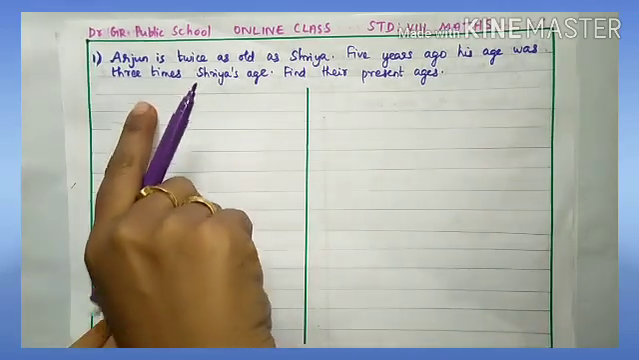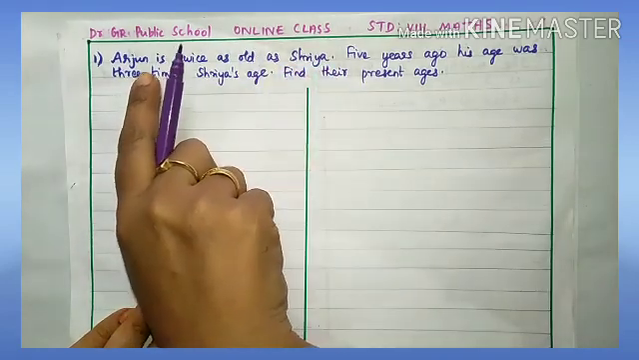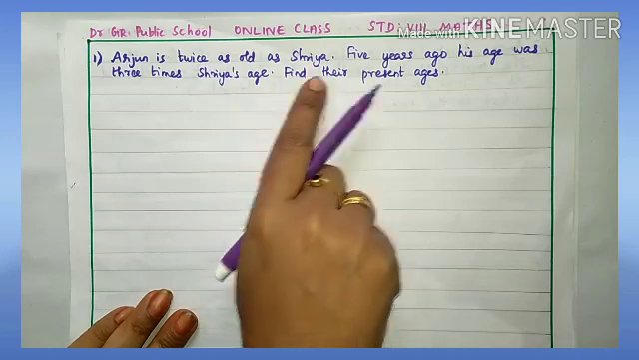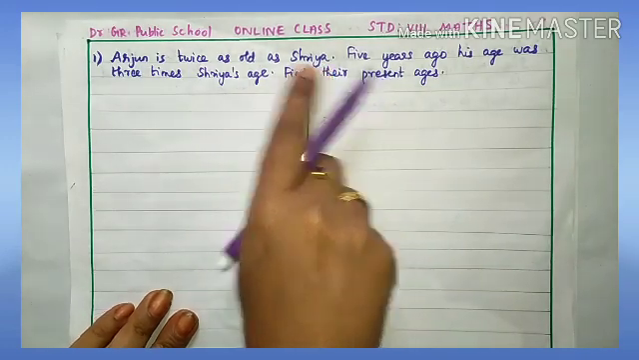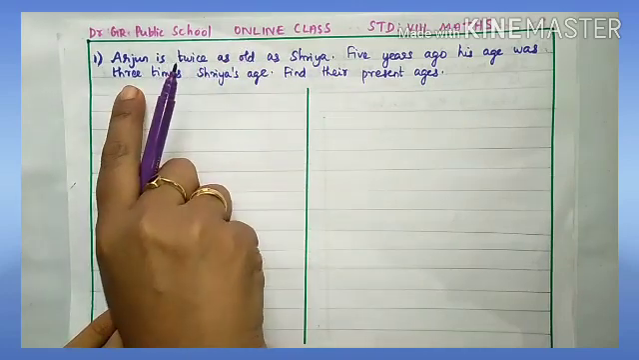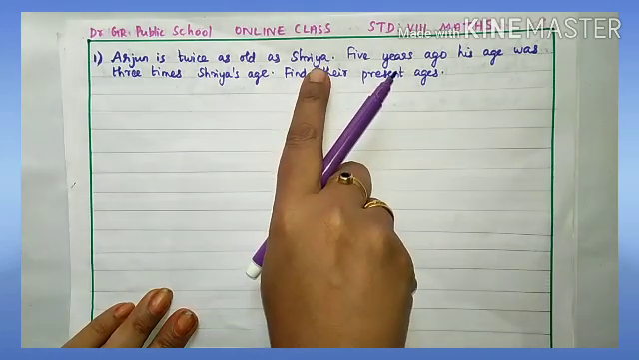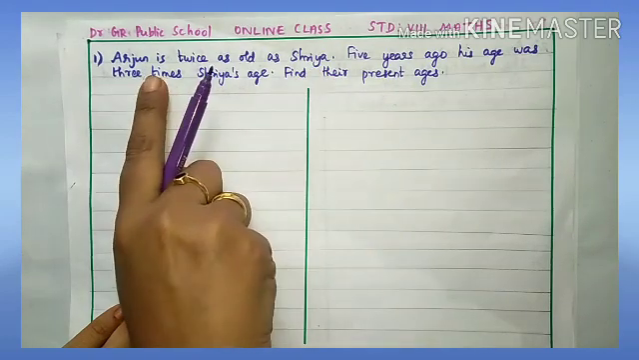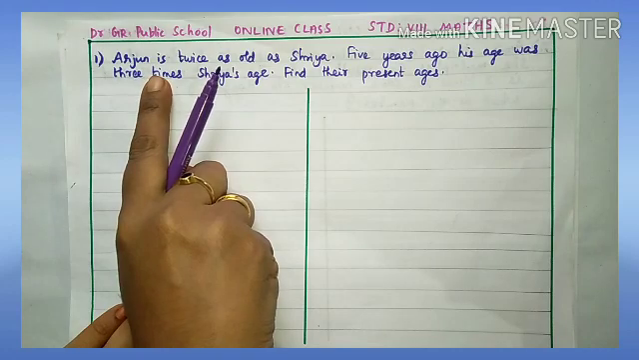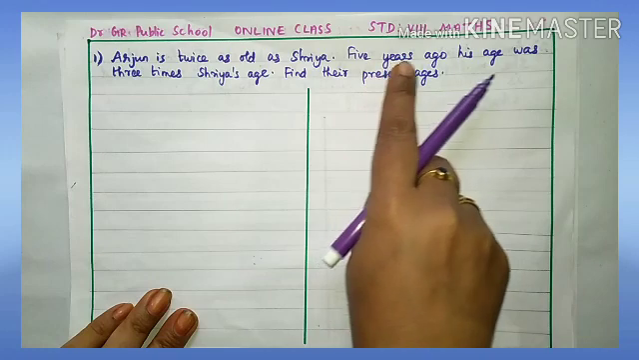Here two persons are there, Arjun and Shreya. So what is given? Arjun is twice as old as Shreya. What is the meaning? What is Shreya's age? Twice is Arjun's age. Okay? So we don't know the present age of Shreya, so we are taking the present age of Shreya as x, and thus Arjun's age will be twice, that is 2 times of x, multiply by 2. And it is given 5 years ago.